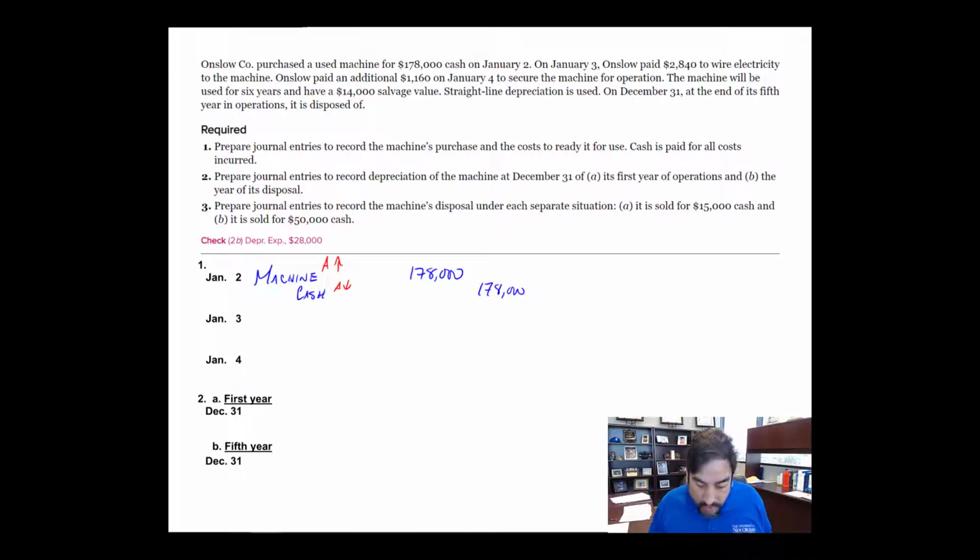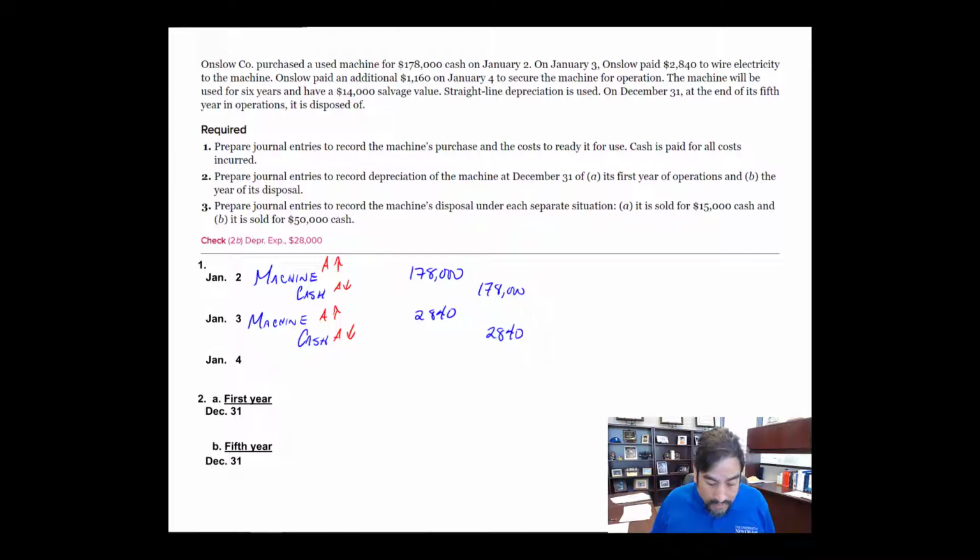And then on January 3rd, we paid $28.40 to wire electricity to the machine. This is part of acquisition cost. We can't use the machine if it doesn't have electricity connected to it. So we're going to put those costs into that machine account. And we paid cash. Machine is an asset account. We're increasing it. We do that with a debit. Cash is an asset account. We're decreasing it. We do that with a credit.